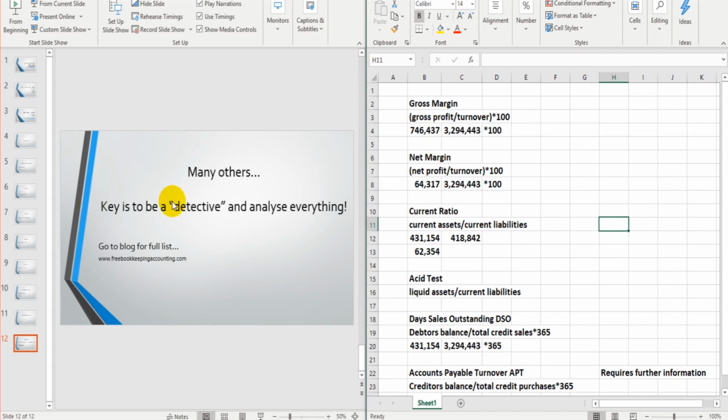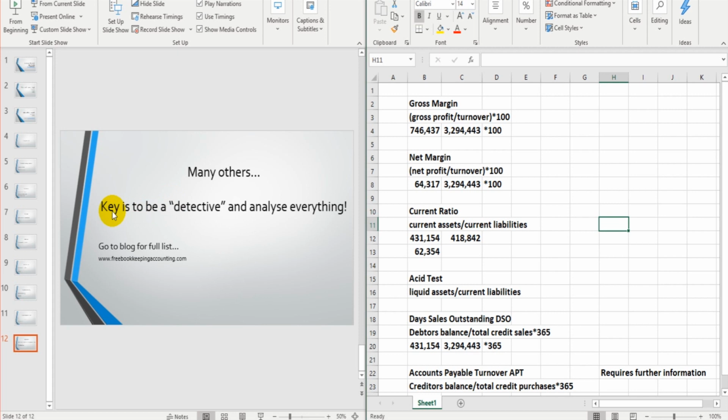Now, the ultimate key to analyzing financial statements, I prefer the word forensic accounting, because that's what we're trying to really do, be like a detective, but we're not necessarily looking for criminal transactions or fraud, which forensic accounting is usually about. But I prefer that term. It sounds a lot more exciting. And it kind of describes what we're trying to do.